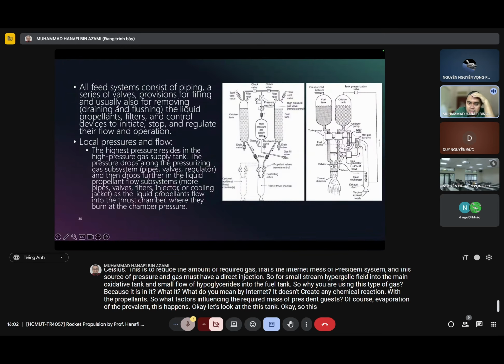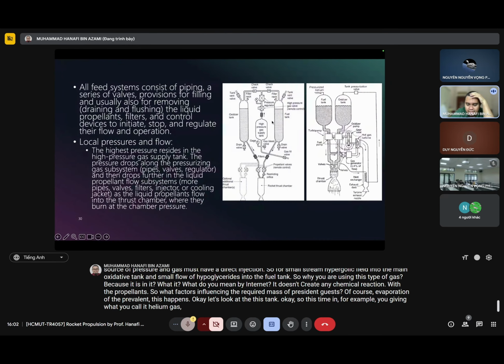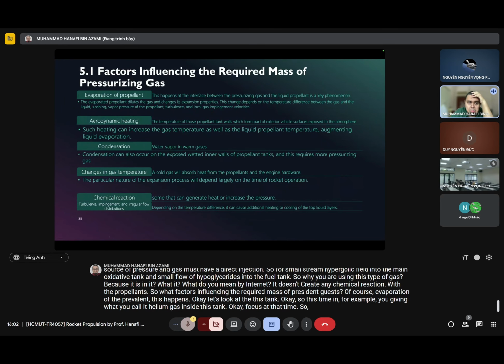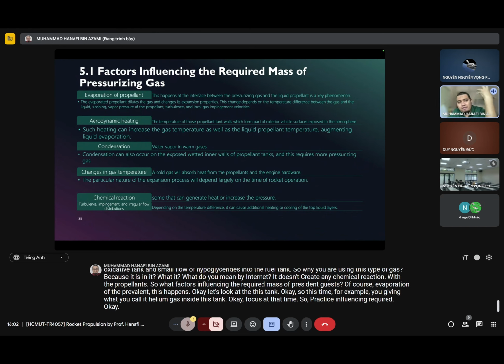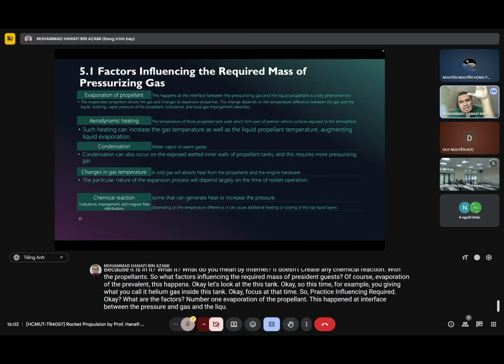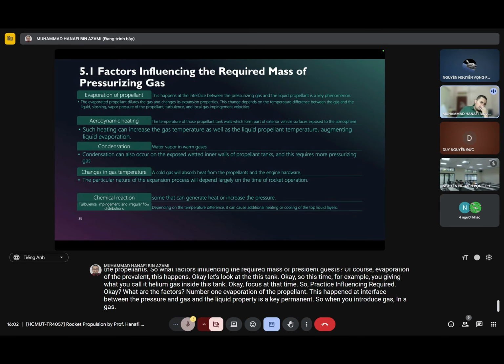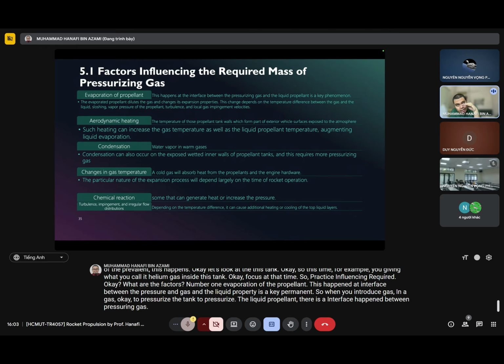Okay, so this tank, for example, you're giving helium gas inside this tank. Focus on that tank. So, factors influencing the required mass: what are the factors? Number one, evaporation of the propellant. This happens at the interface between the pressurizing gas and the liquid propellant and is a key phenomenon. So when you introduce inert gas to pressurize the tank, to pressurize the liquid propellant, an interface forms between the pressurizing gas, which is helium, and the liquid propellant.